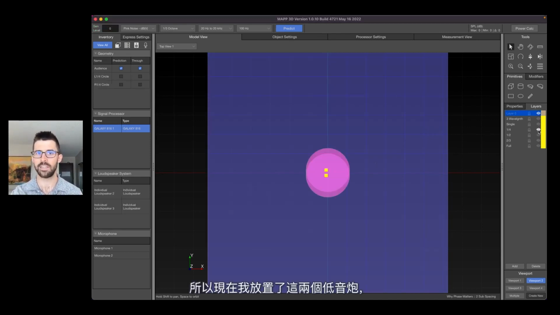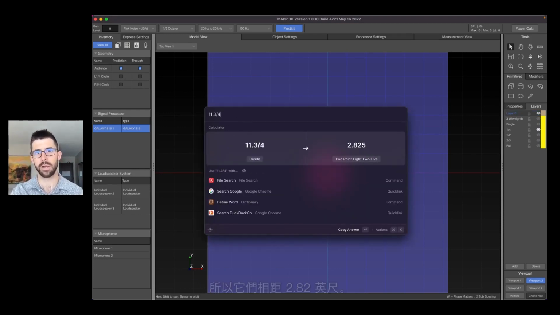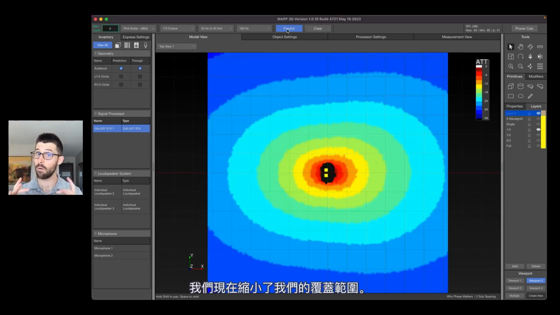So now I'm placing these two subs, and we can see their Venn diagram is a little bit split apart now, a quarter wavelength apart from each other. So that's 11.3 feet divided by 4, so they are 2.82 feet apart. Now let's look at 100 Hertz. We have now narrowed our coverage.